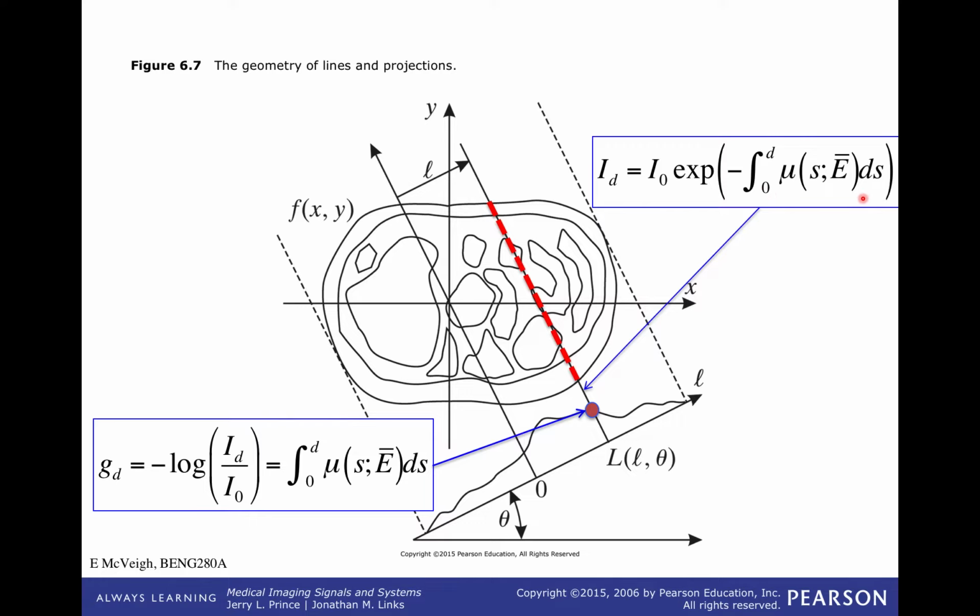Is it log or natural log? It's log in the sense that since it was exponential, we just did log, base e. What's exiting the patient is this intensity. I measure that intensity, I perform this transformation, and I get a number that is proportional to the integral through mu. So now I'm linear in mu.